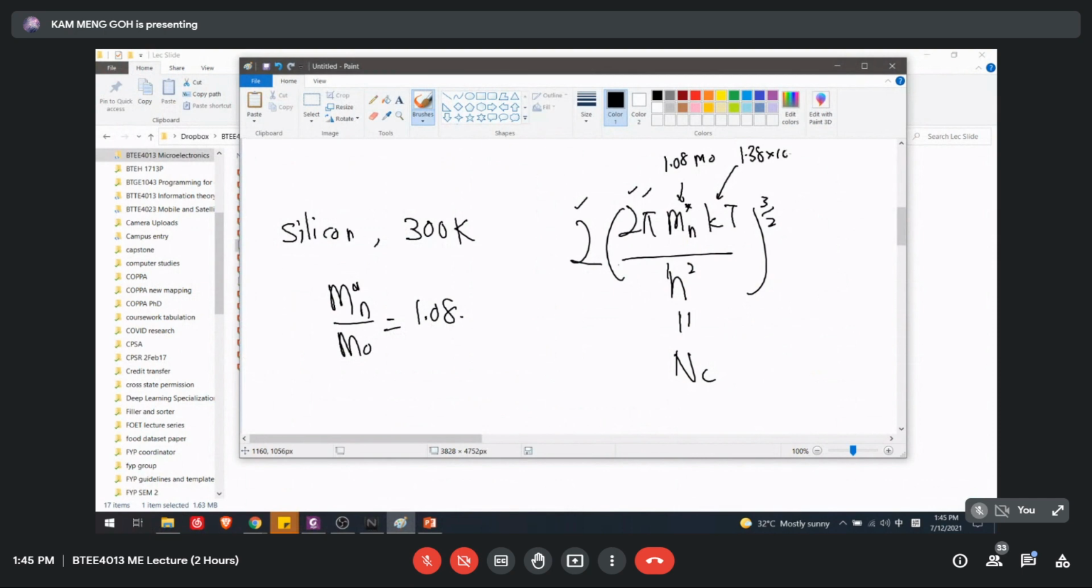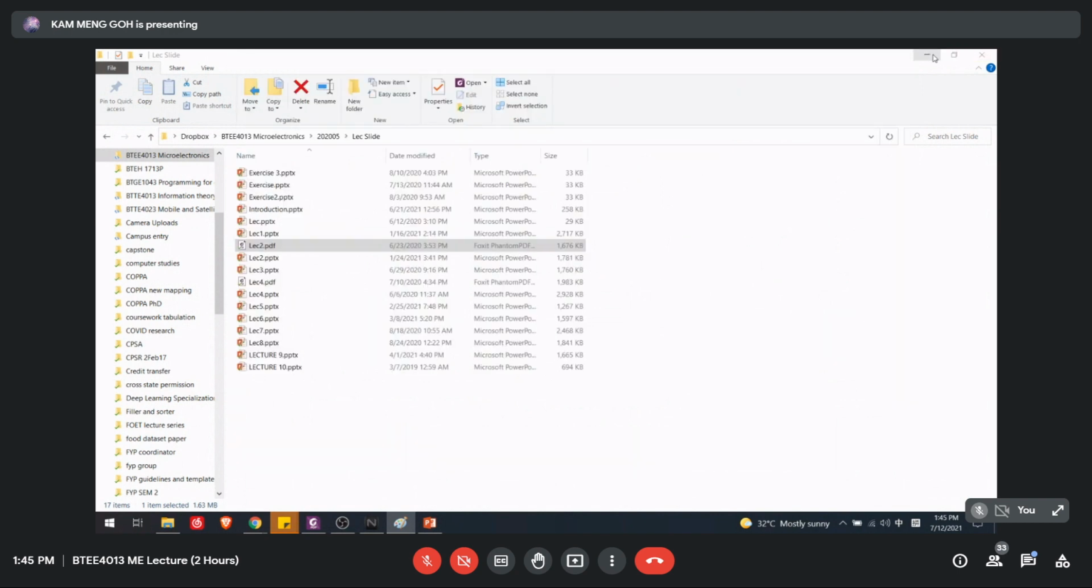1.38 times 10 to the power negative 23. So this is T equals 300K. And then this h will be 6.625 times 10 to the power negative 34. Okay, can anyone help me calculate this value? Anyone? Try to calculate it and see what you get.